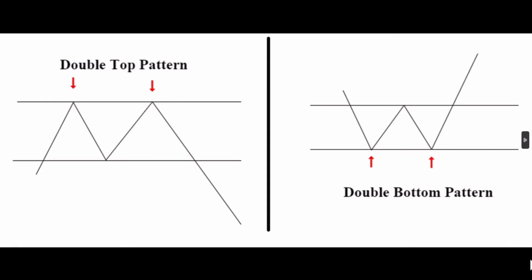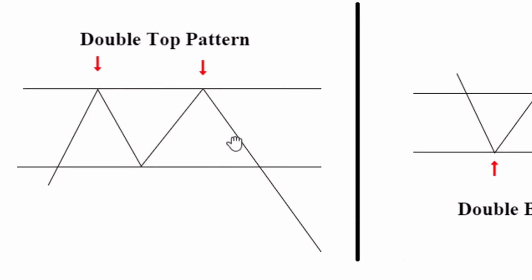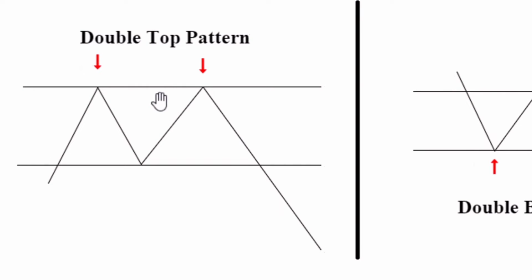The next chart pattern which I want to talk about is the double top. The double top pattern is another reversal pattern that indicates a strong resistance level.